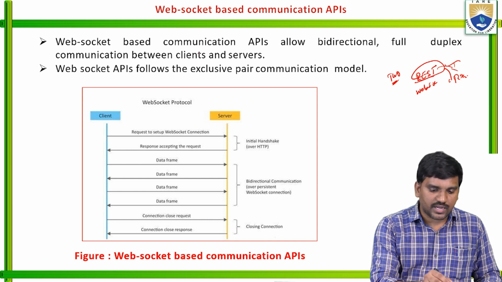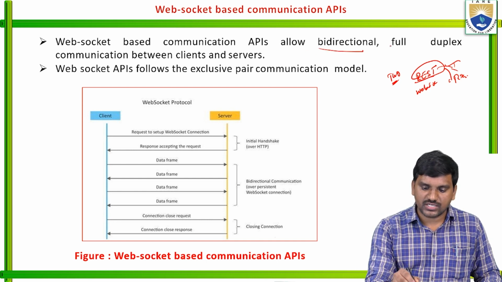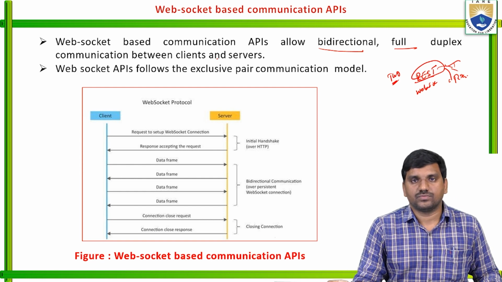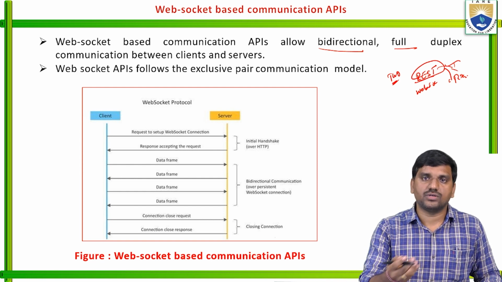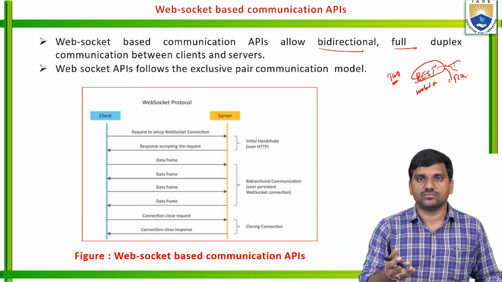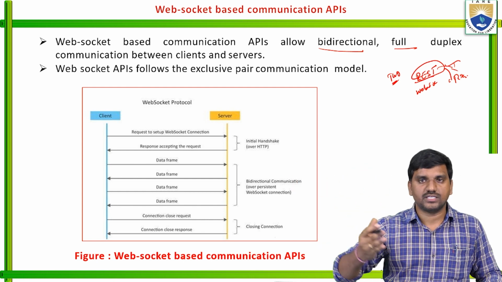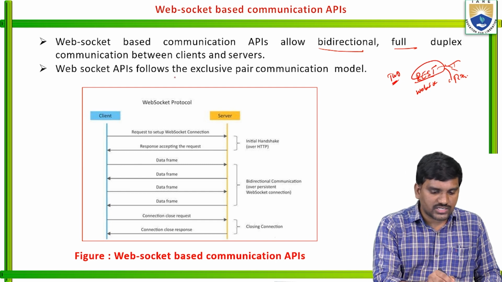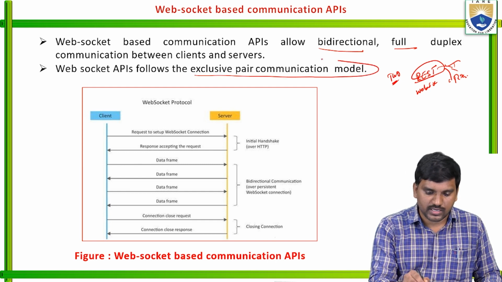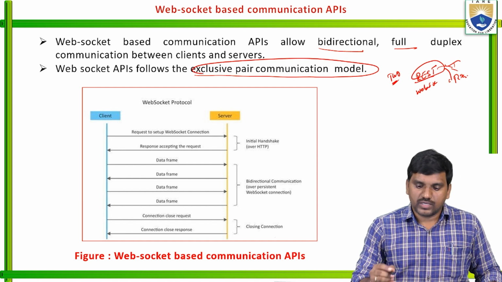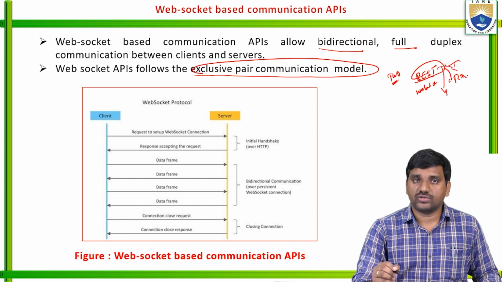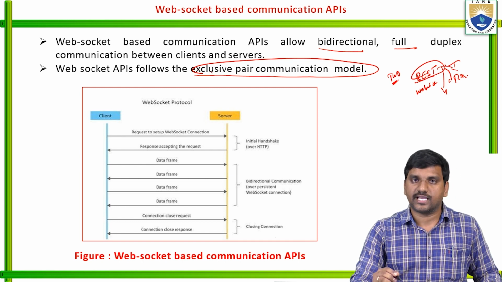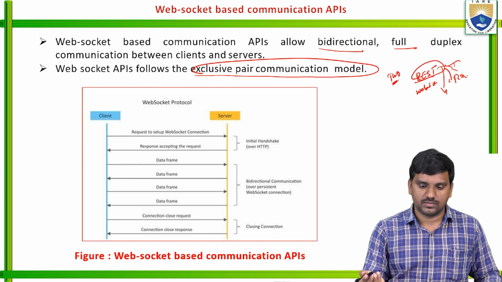Here, WebSocket communication APIs allow bidirectional full duplex communication between the server and client. Bidirectional means what? We already know. It can send, it can receive. It can send the request, it can receive the request in terms of some parameters. So WebSocket communication follows the exclusive pair communication model. Here REST follows request response, and WebSocket follows the exclusive pair communication model.